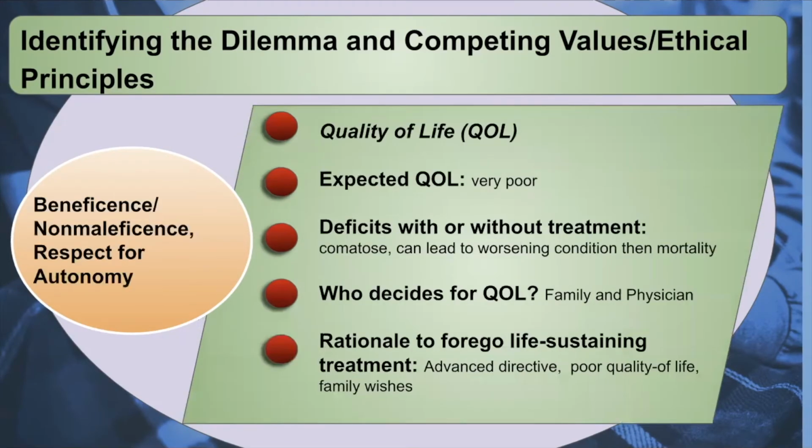Under beneficence, non-maleficence, and respect for autonomy, which involves the quality of life, the expected quality of life of this patient is very poor. With or without treatment, the patient is comatose and can have a worsening condition, then mortality. Then who decides for the quality of life? The family and the physician. And the rationale to forego life-sustaining treatment is the advance directive, poor quality of life, and family wishes.